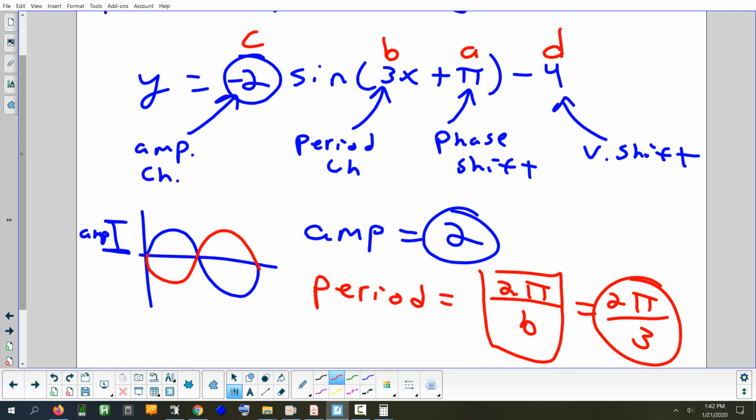Just in case there's any confusion about what each one of these means, phase shift simply means left and right. It's a horizontal shift, left or to the right. A period change is a stretch or compression along the x-axis. An amplitude change is a stretch or compression along the y-axis. And a vertical shift is movement up or down. In that case, that one would be down 4.